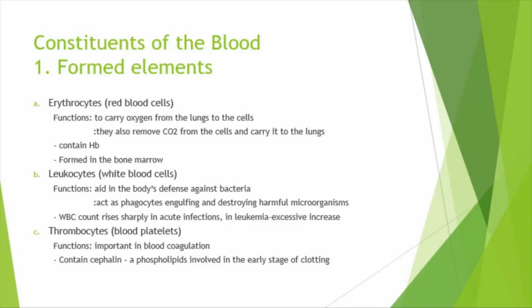So when we say red blood cells again, these are the ones that carry oxygen from the lungs to the cells. And also they are the ones that remove carbon dioxide from the cell and carry it to the lungs. Okay, so that would be your deoxygenated blood. But when it carries oxygen, it is your oxygenated blood. Also, your erythrocytes contain hemoglobin. And also your red blood cells are formed in the bone marrow.